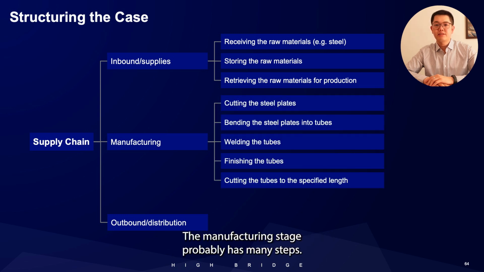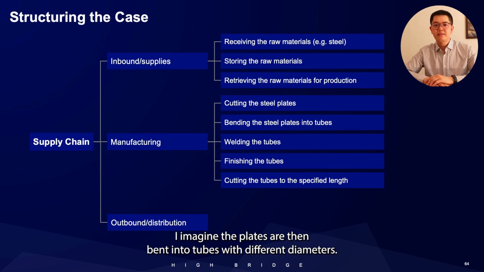The manufacturing stage probably has many steps. Again, I have no past experience with industrial tube production, but I will use some logic here. Please correct me if I'm wrong about any of this. First is cutting the steel plates that the client buys. I imagine the plates are then bent into tubes with different diameters.